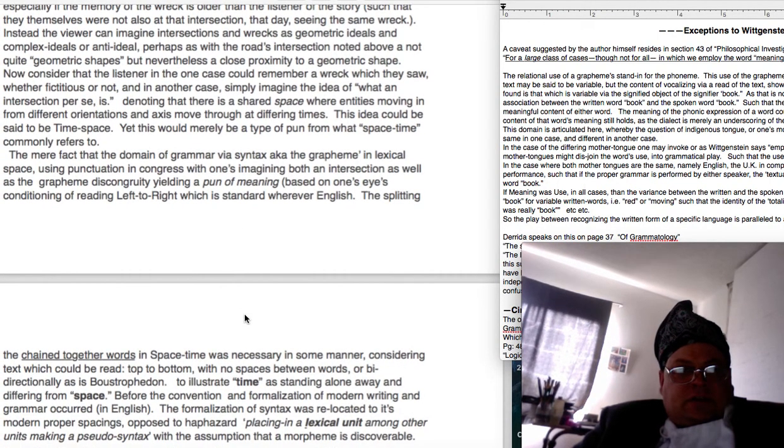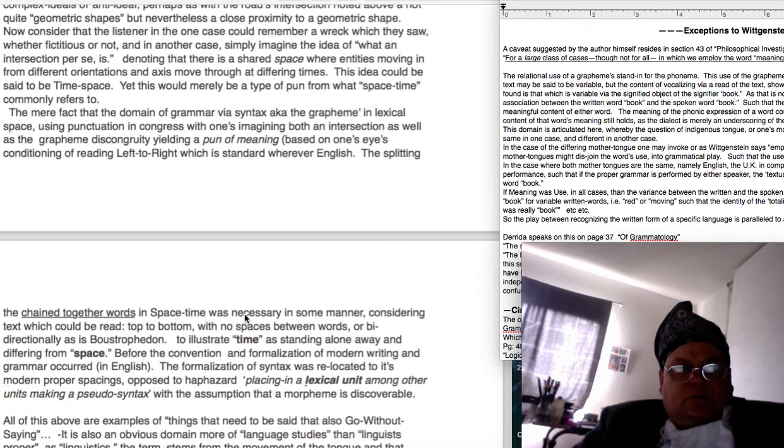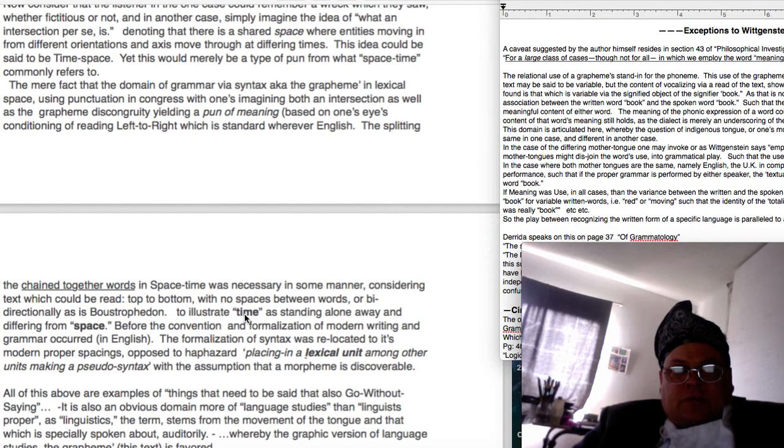This idea could be said to be time-space, yet this would merely be a type of pun from what space-time commonly refers to. The mere fact that the domain of grammar via syntax, aka the graphemine in lexical space using punctuation, is incongruous with one's imagining both an intersection as well as a grapheme, incongruity yielding a pun of meaning based on one's eyes' conditioning of reading left to right, which is standard wherever English.